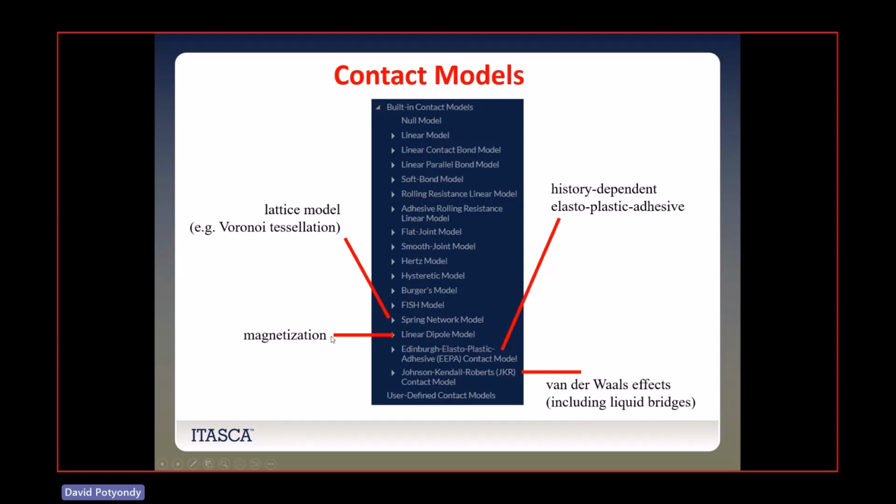There's this to do magnetization between 2 particles. That's this dipole model, right? At this point, we even have a van der Waals thing built in as a contact model. We didn't have that in 2013. That's why that guy had to write his own contact model. Again, hysteretic, elastoplastic, oh my God, all kinds of crazy stuff.